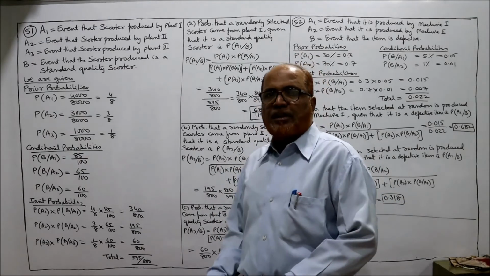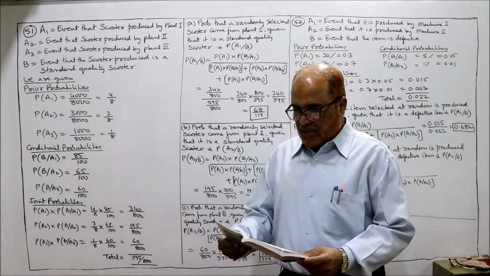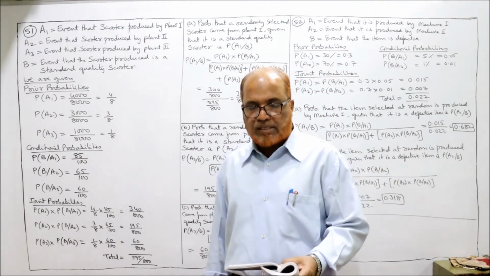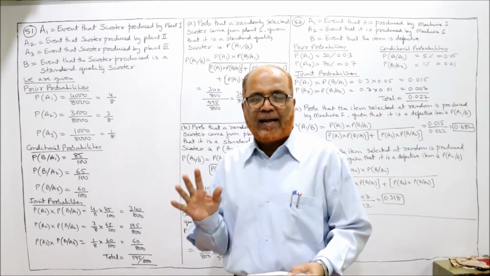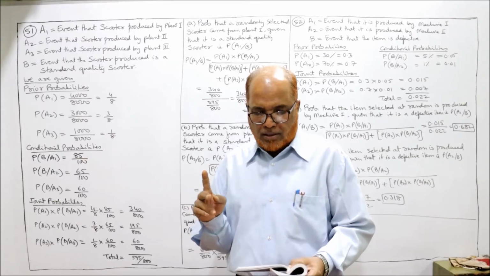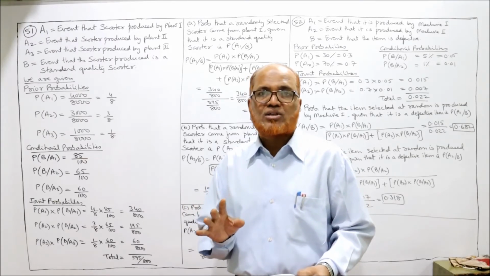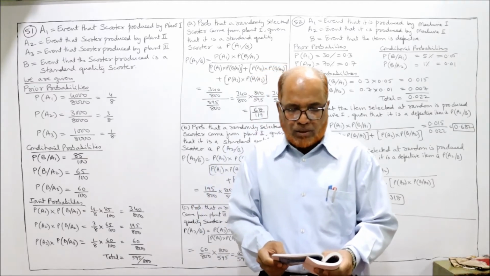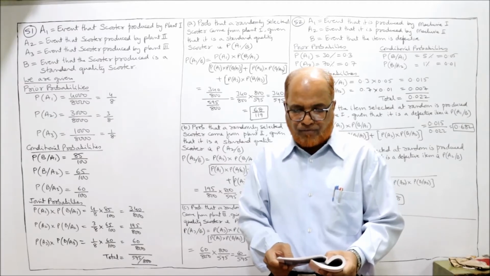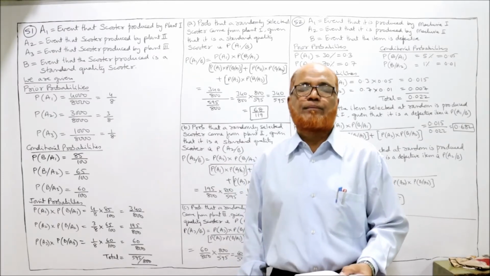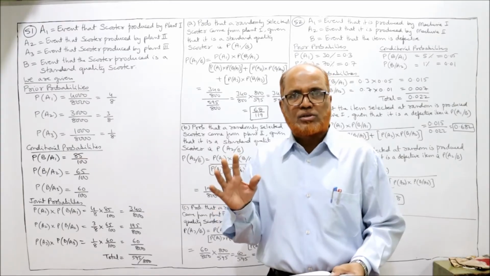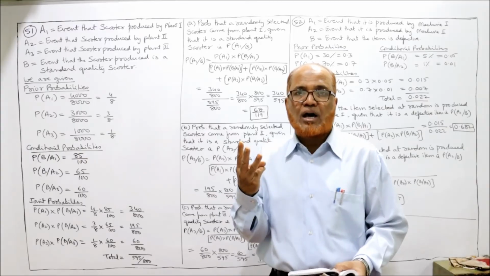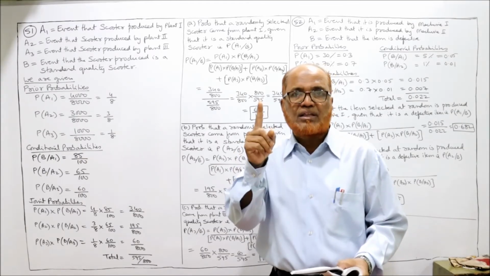Now we'll start the next problem, that is problem number 51. A company has 3 plants to manufacture 8,000 scooters in a month. So the company is manufacturing 8,000 scooters per month in 3 different plants: plant 1, plant 2, plant 3. Out of the 8,000 scooters, plants 1, 2 and 3 manufacture 4,000, 3,000 and 1,000 respectively. Out of 8,000, 4,000 are manufactured in the first plant, 3,000 in the second plant, and 1,000 in the third plant.